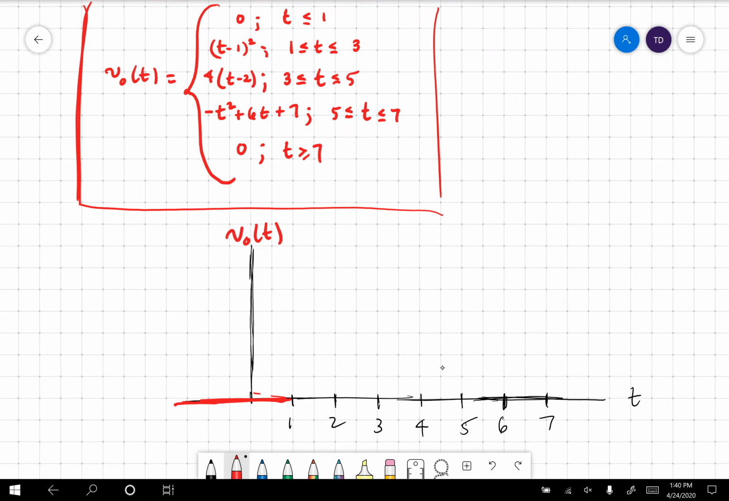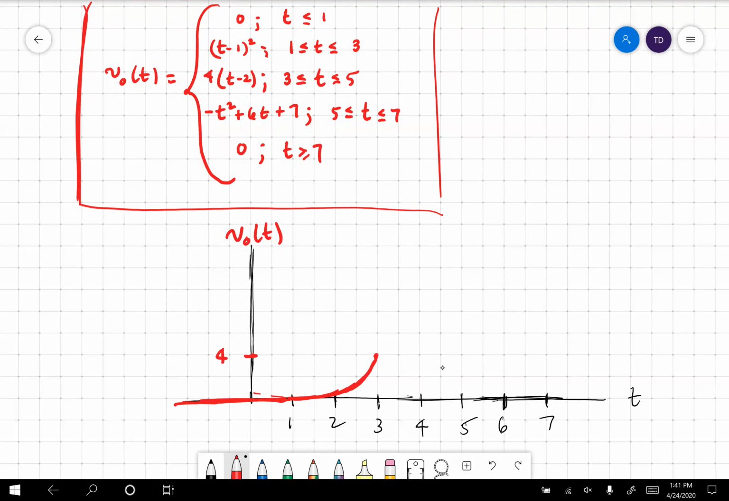Then it's t minus 1 squared, and we know right there at t equal to 1, it's 0. Then when t is equal to 3, 3 minus 1 squared is 4. So we're going to be at 4. Let's call that 4. When we're at 3, we're here. And it's behaving like a squared function. That means it's going to look like this.